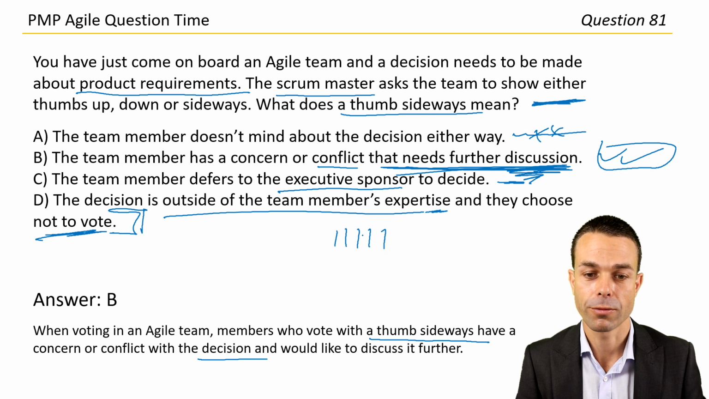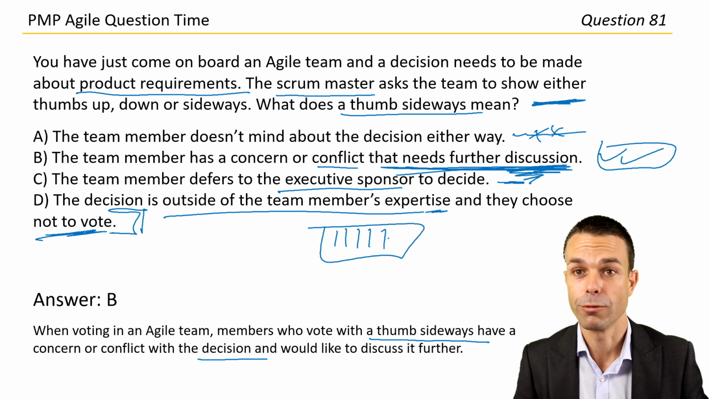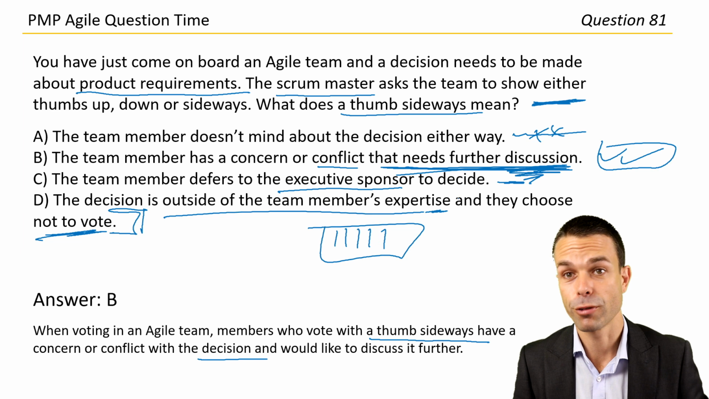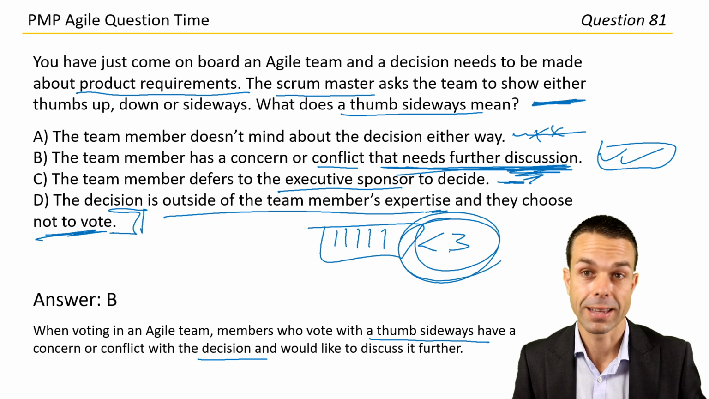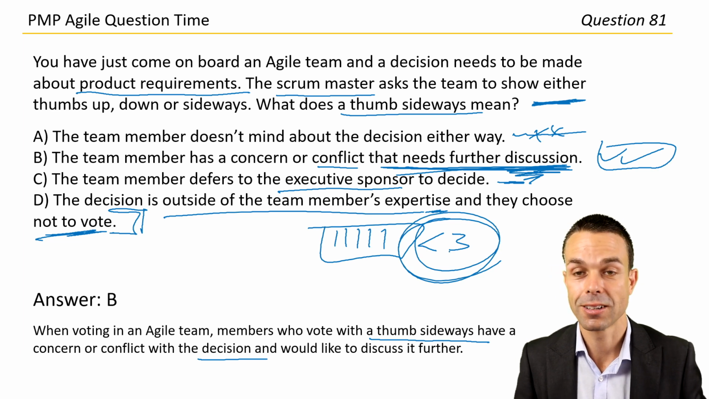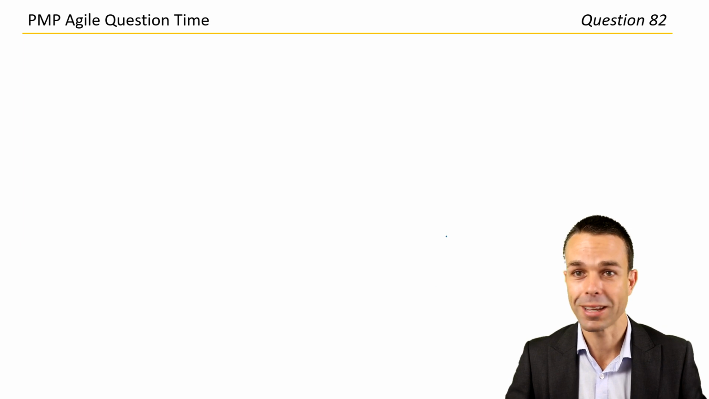So, if you've got people who will vote on something and say how confident they are in this, and if they give a three or below, then basically that gives them the chance to discuss that item or discuss their concerns. Really important. All right, we're getting through it.